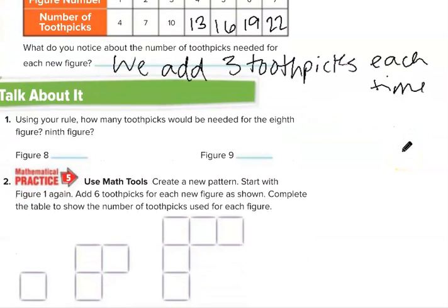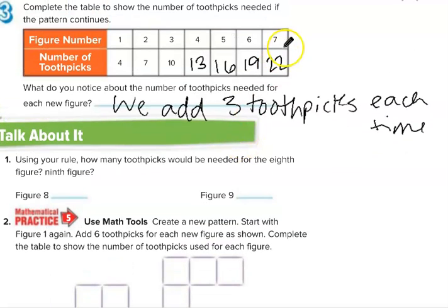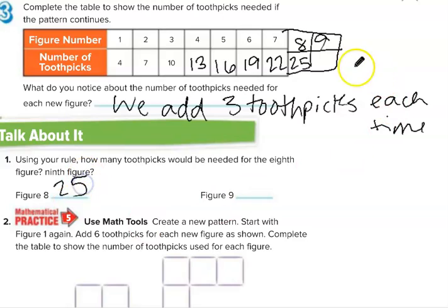Okay, and then using the rule above, how many toothpicks will be needed for the 8th figure? So again, it's like if we were to extend this table a little bit further, we have 8, and I can see the next question is going to be 9. We just simply keep adding 3. So 25 for the 8th figure, and for the 9th figure, we would have 28.